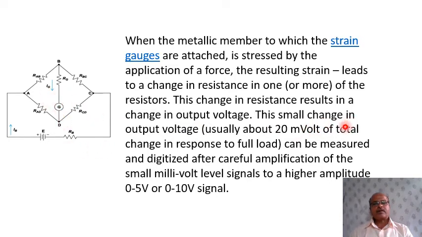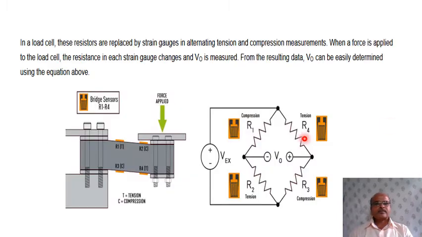Okay, this small change in output voltage can be measured and digitalized after careful amplification. So in a load cell, these resistors are replaced by strain gauges. This figure shows more details. If we replace these resistors with strain gauges as shown in this figure, when a force is applied to the load cell, the resistance in each strain gauge changes and V0 is measured as previously mentioned.